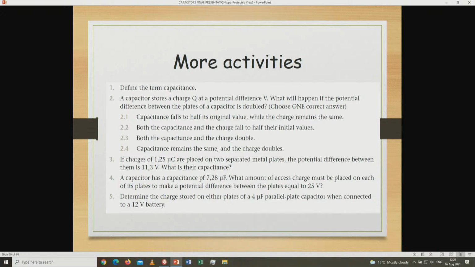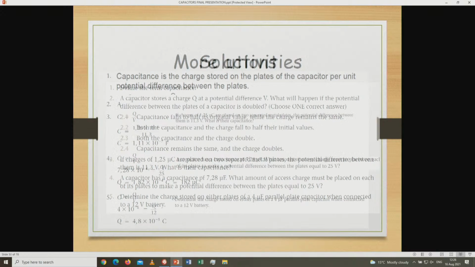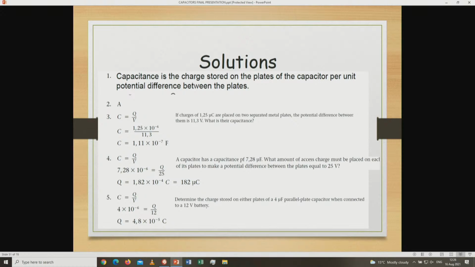Q over the potential difference. We want Q. We substitute V, the potential difference, which is 225. Therefore Q equals 1,82 times 10 to the power minus 4 coulombs. There you go. If you check the response, we must always convert the values to the correct SI unit.